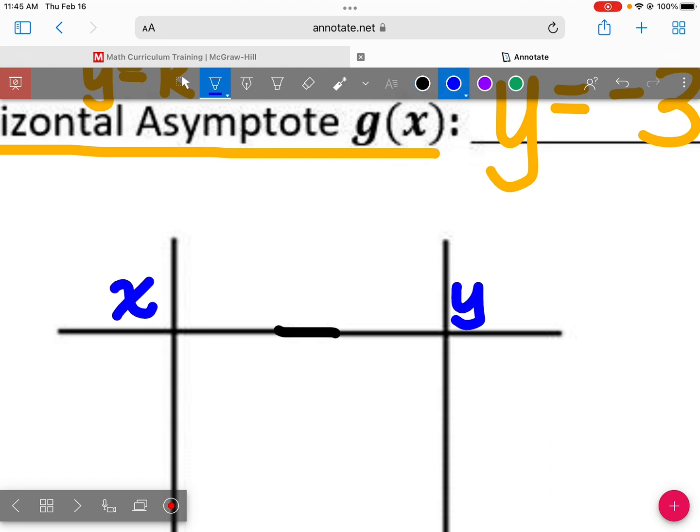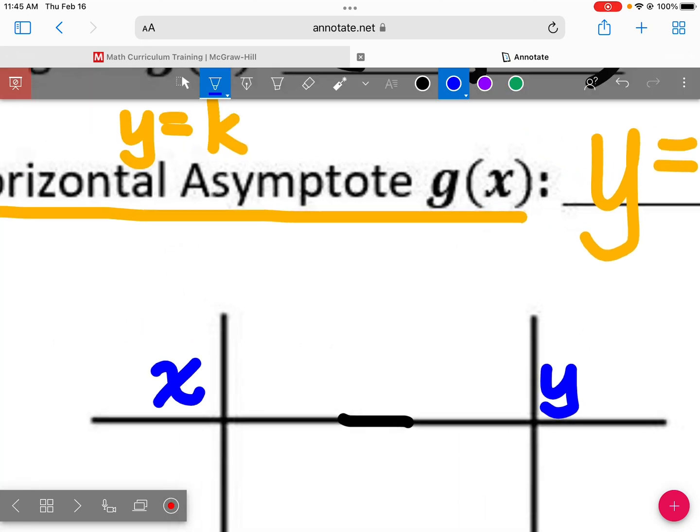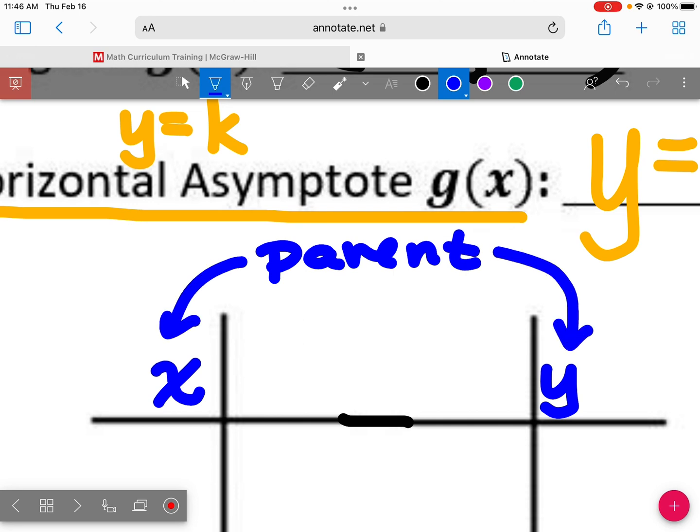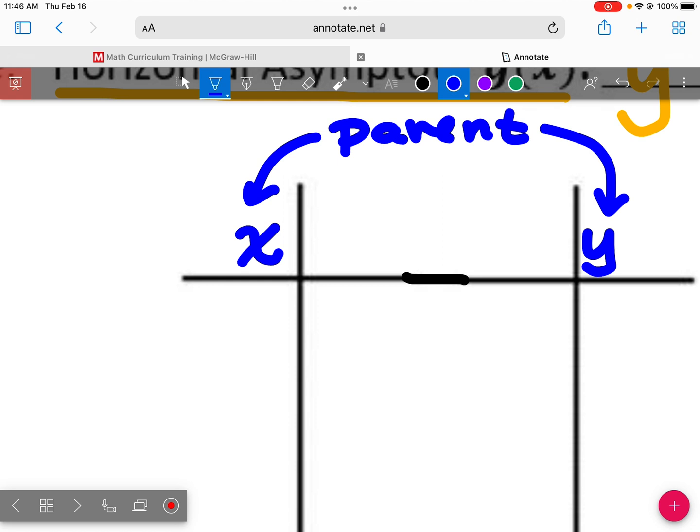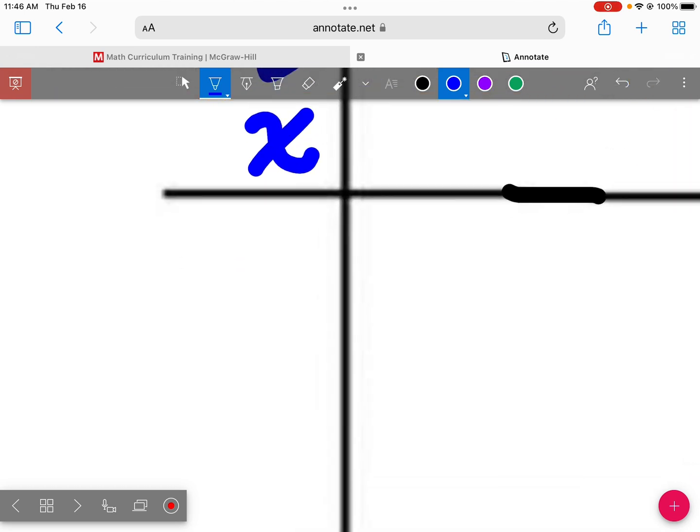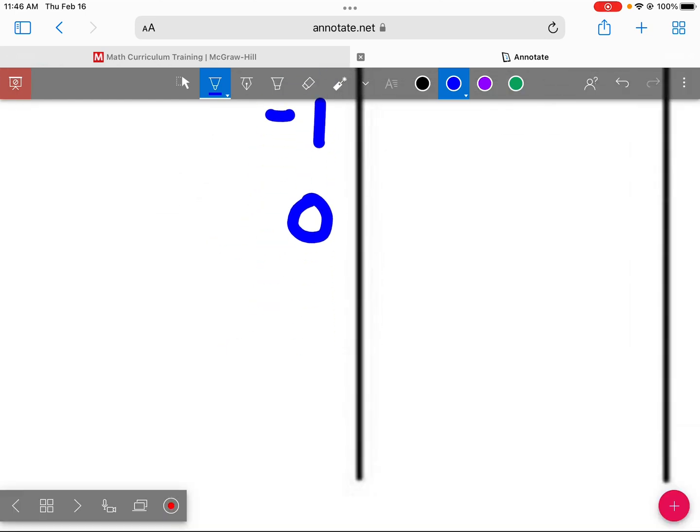X and Y on the outsides here are for the parent. We get to pick our x's. That's what this domain of -infinity to +infinity means. It means we get to choose any numbers we want for our x values. I have 5 favorites that I like to choose because they're small numbers and they're easy for me to work with: -2, -1, 0, 1, and 2.